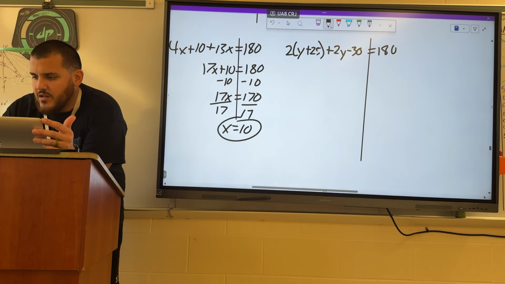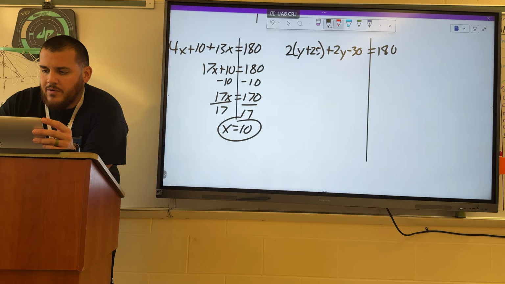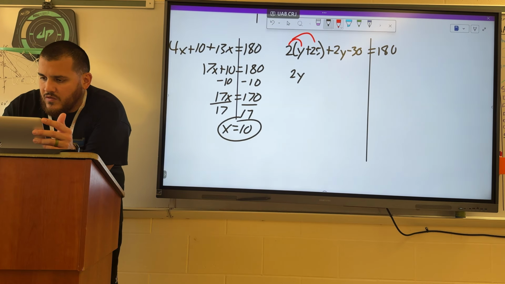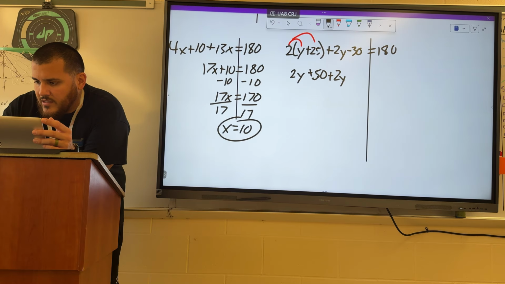And we're doing algebra to solve. We just have distribution that has to happen up here. We have to do 2 times y to get 2y, and then 2 times 25 to get positive 50. And then we can go on combining like terms and solving for y.